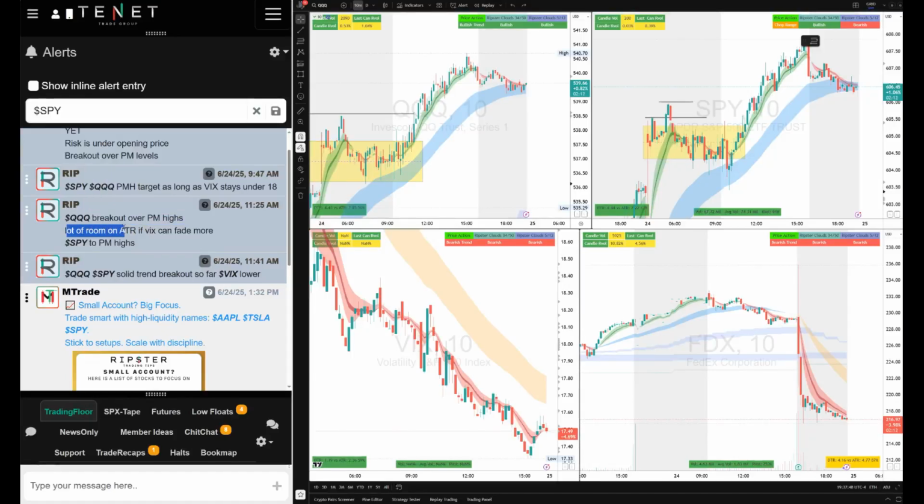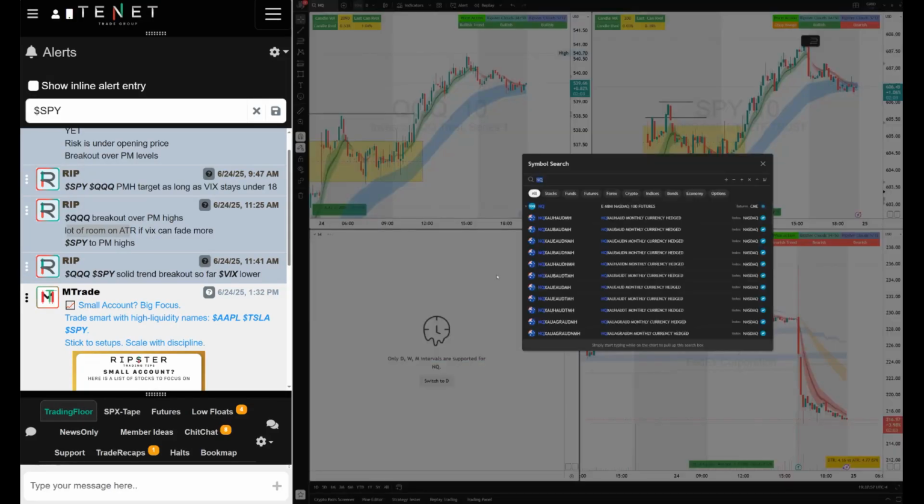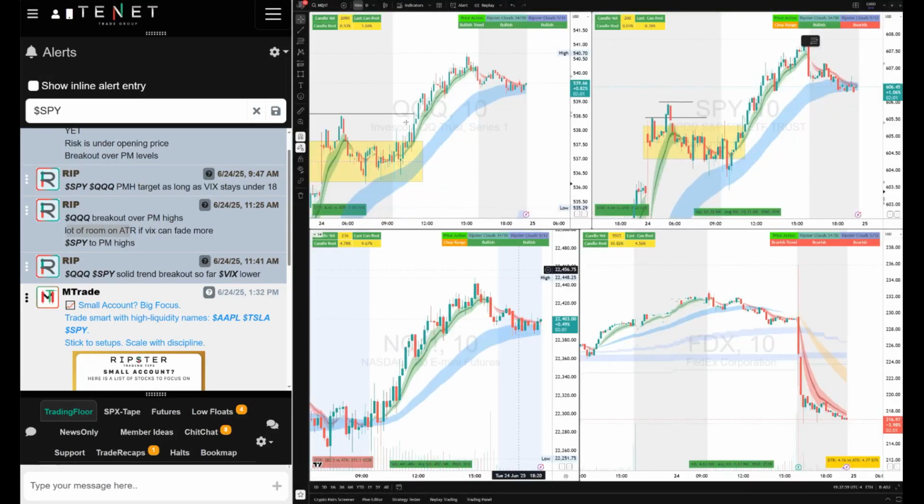I told the traders, if you are long, there's a lot of room on the ATR. Always use ATR to trade. And that was a good time to trade your NASDAQ and SPY futures as well. The morning was choppy, right? So right at the open, trades were choppy, losers, that's fine. But you got another setup right here, right here, right here, right here.